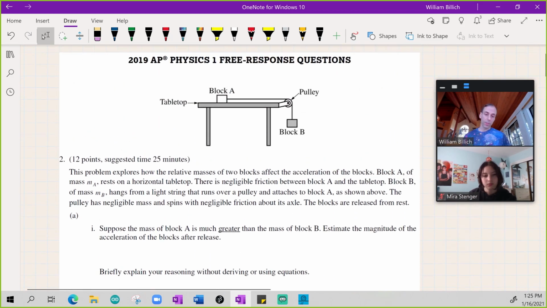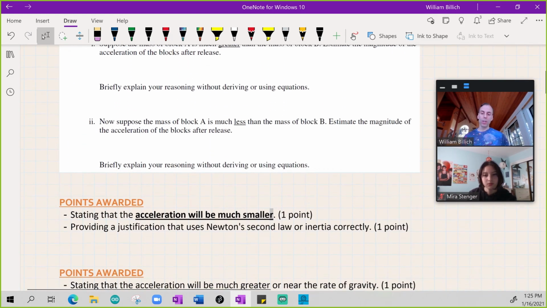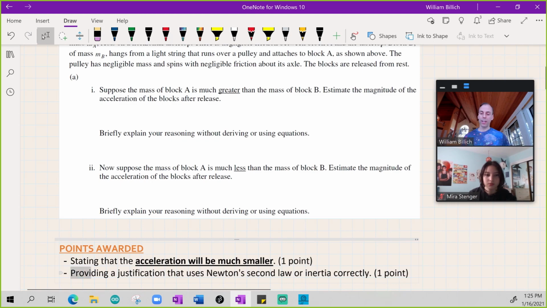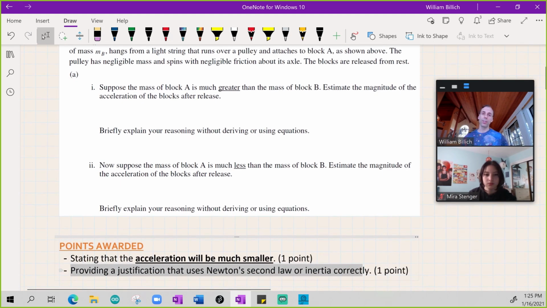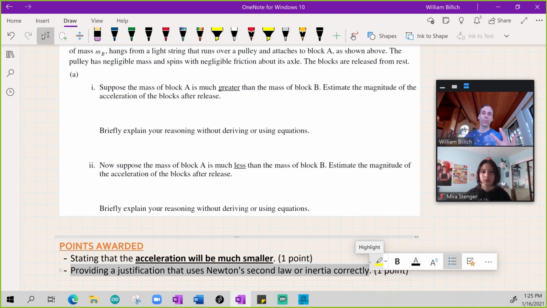But the second point is you need to make sure that in your answer you provide a justification that uses Newton's second law or something like inertia. Right? These are how the test graders will award your points. You have to play the partial credit game because that's what you're up to, right?